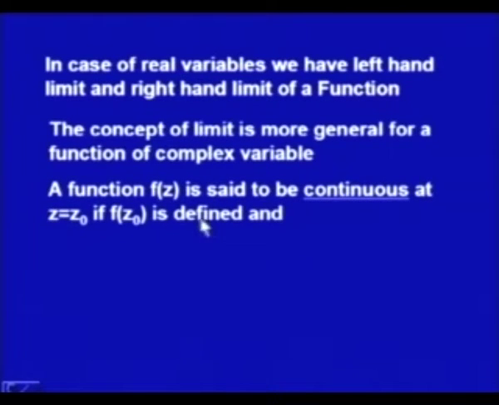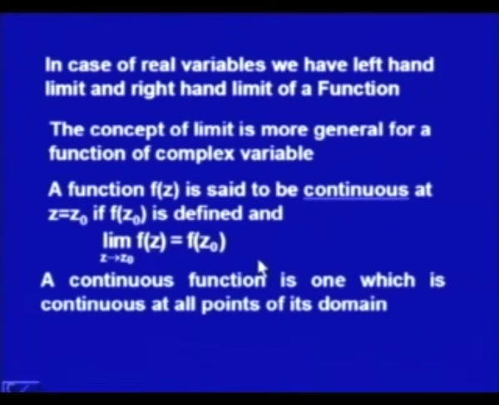A function f(z) is said to be continuous at the point z equal to z naught if f of z naught is defined and limit of f(z) as z tending to z naught is f of z naught. Now, this definition is also an extension of the definition of continuity of functions of real variables. And then a continuous function is one which is continuous at all points of its domain.